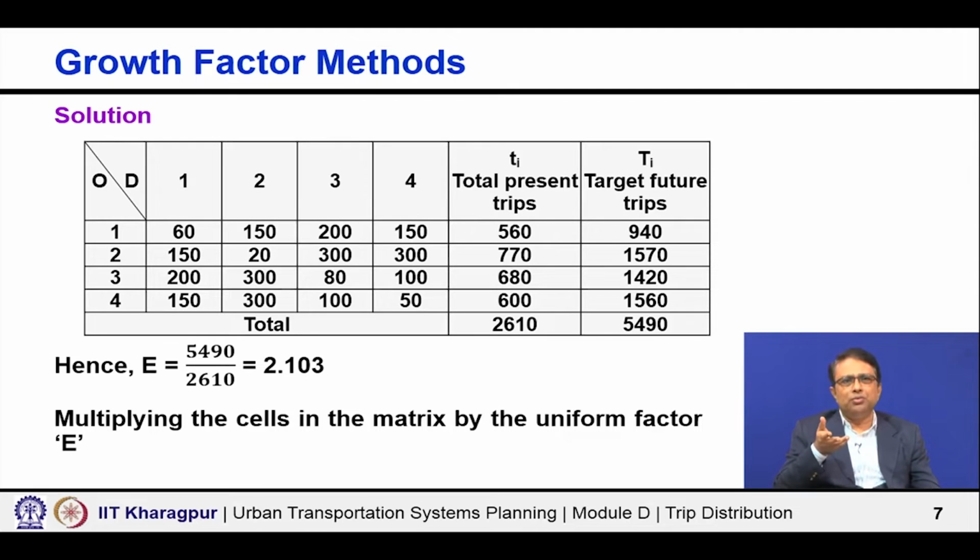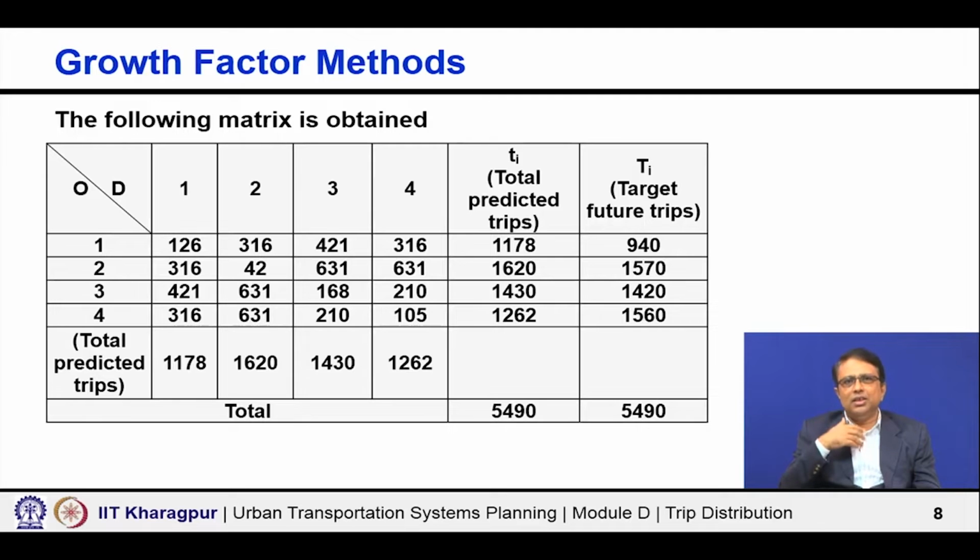So, what will be my growth factor? My growth factor will be simply 5490 divided by 2610, which is 2.103. This is my growth factor, and since this is the uniform factor method, we will multiply each cell by this growth factor of 2.103. Then, as per this model, we will get the future values. Exactly that is done.